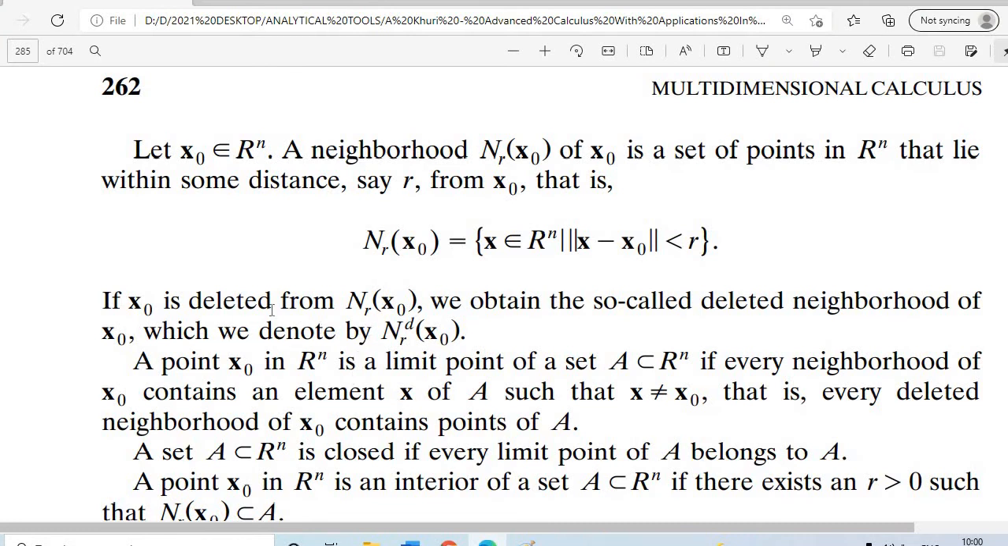That is, the point x naught is deleted from this neighborhood. So this is denoted like this. The distance means the norm value. Norm distance, you can say it as norm of x minus x naught. That is actually the distance from x naught. The set of all points within the distance of r is called a neighborhood. And if the point x naught is excluded from that neighborhood, that is called a deleted neighborhood, denoted as NRD of x naught.